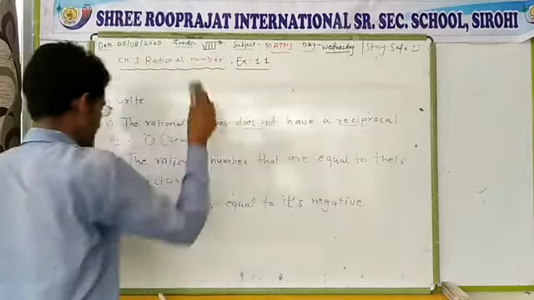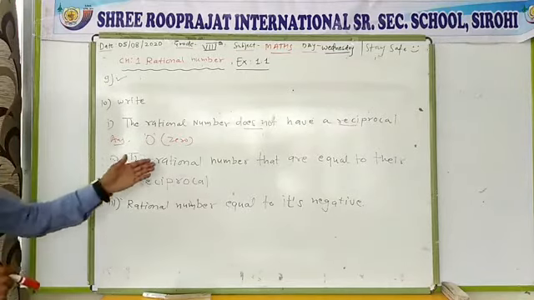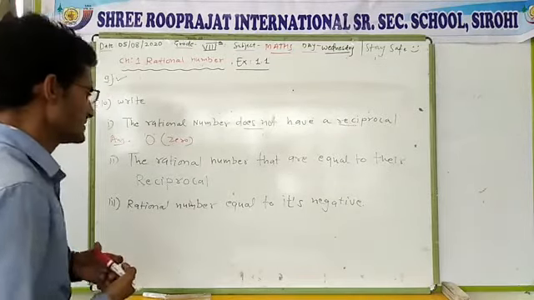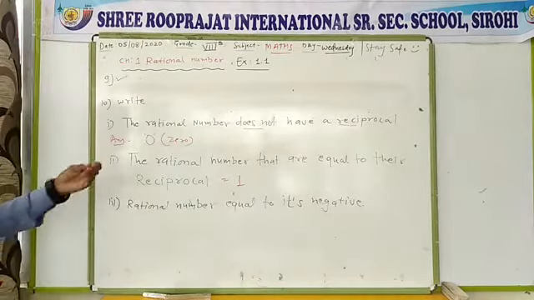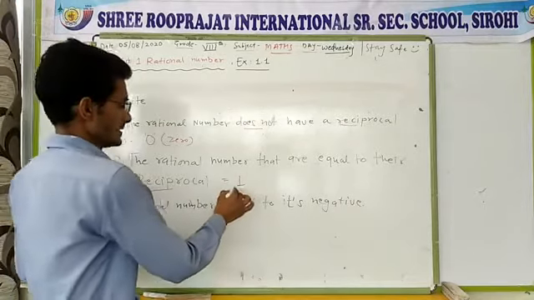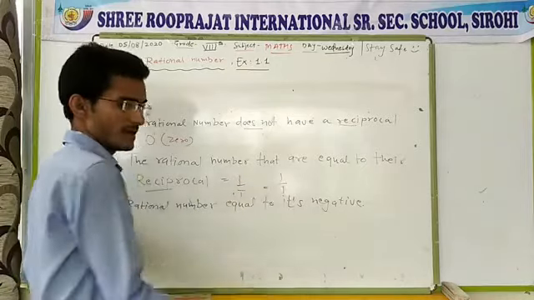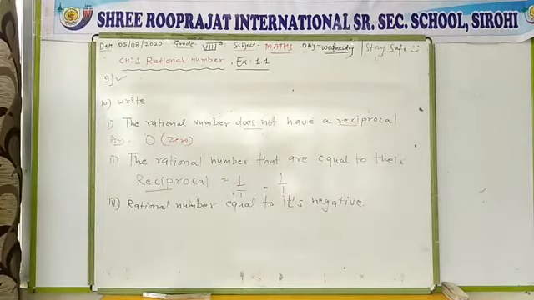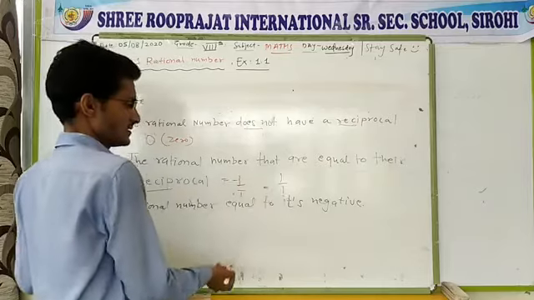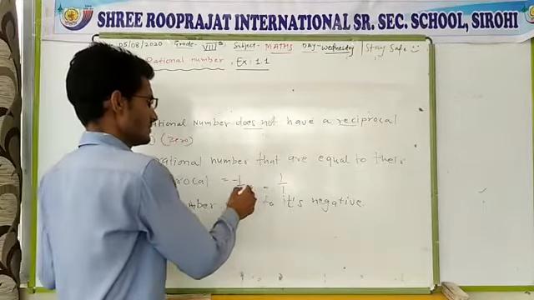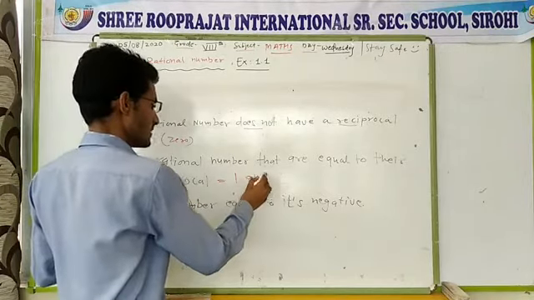Next one: the rational numbers that are equal to their reciprocal. Which is that number? The number is 1. If you take the reciprocal, it is again 1 by 1. Or you can say minus 1 also. That means there are two answers. If you put a minus, minus 1 by 1, or either 1 by 1, in both cases you will get the same answer. So both 1 and minus 1.